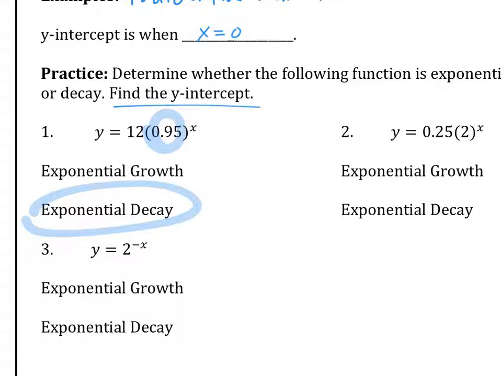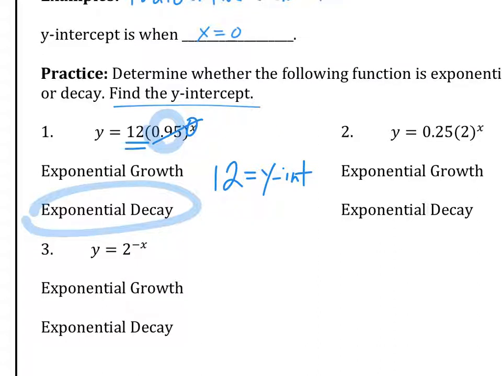Oh, not 1. Y-intercept is when x is 0, so when this is 0, this is 1, so it's 12. Yeah, or for the most part, you can just look at a, which is the number that's next to it.